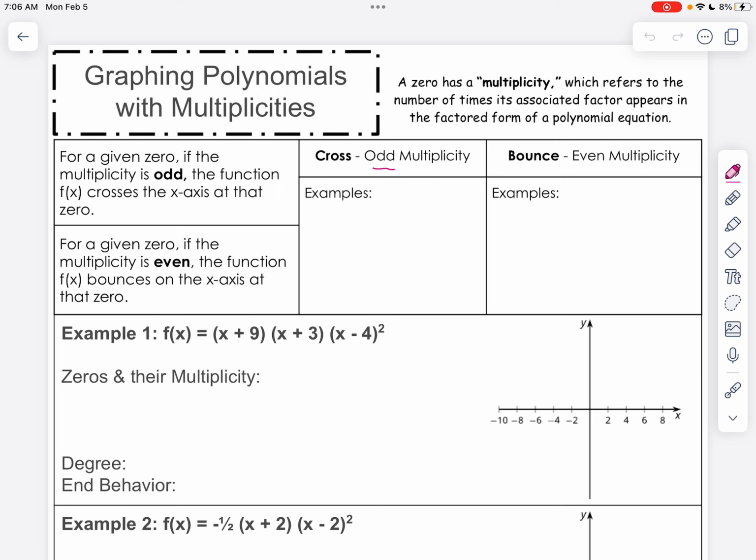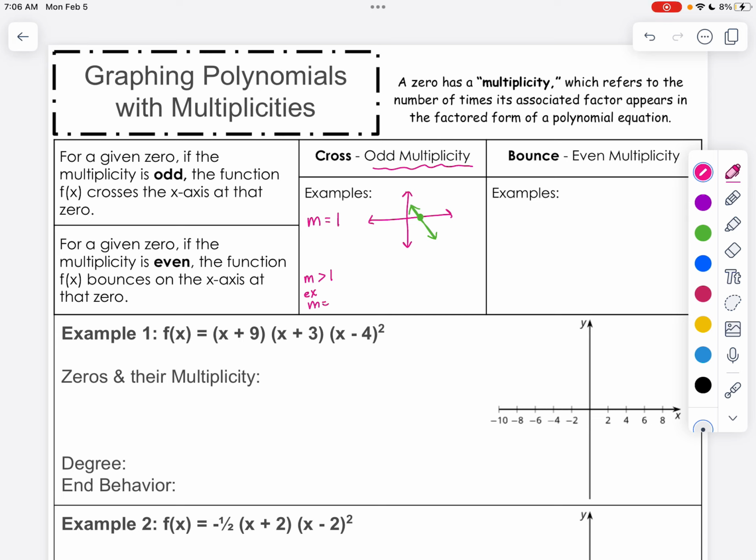So for an odd multiplicity, if that multiplicity equals 1, this is really the most basic of multiplicities. It's almost like no multiplicity. If a zero has a multiplicity of 1, then the line just goes straight through. There's nothing fancy. Whatever curves happen, it looks like that. But for an odd multiplicity greater than 1, for example a multiplicity of 3, this is what we might see.